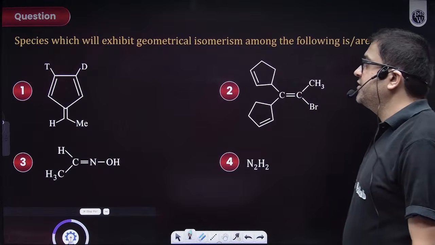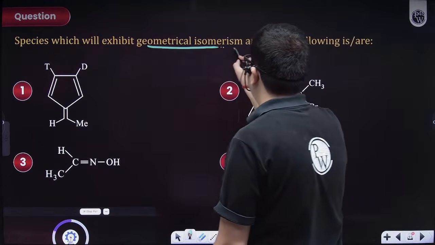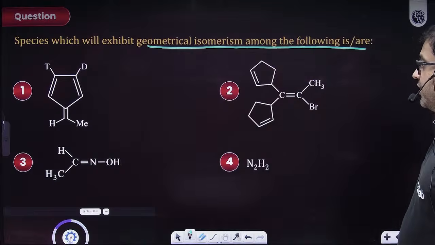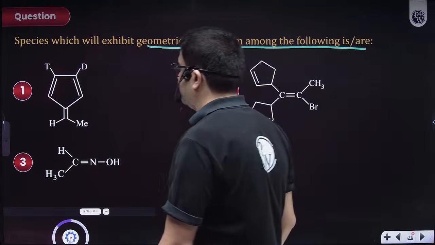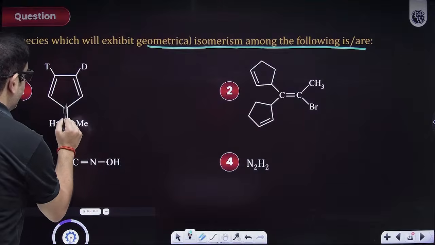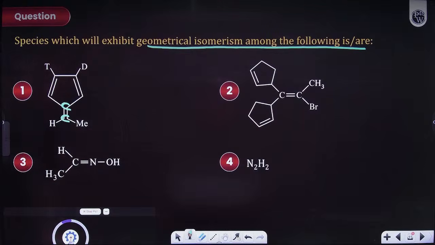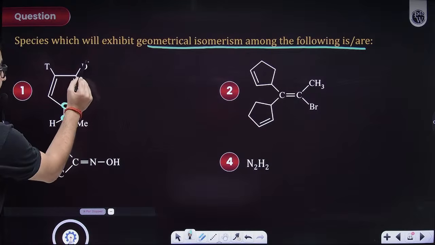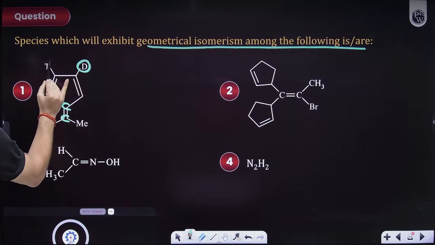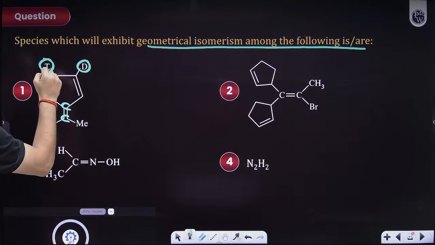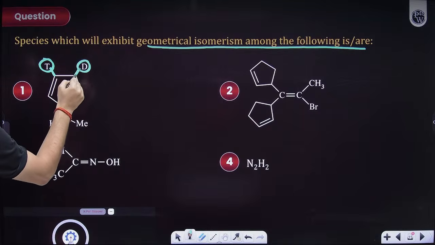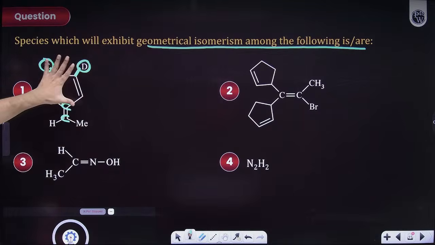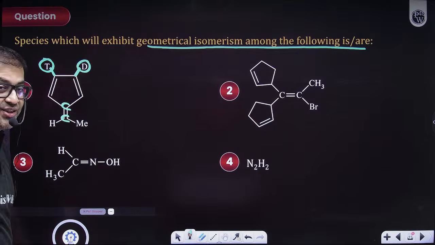So species which will exhibit geometrical isomerism among the following. Which will exhibit geometrical isomerism. So sir, this is having a restricted rotation. Yes, but sir, it is connected with ring. Okay, but the ring is also, sir, having pi cloud. So this D cannot be up down. This T cannot be up down. That means it will be in the same plane. Okay, sir. So technically this whole thing has become a restricted rotation now.